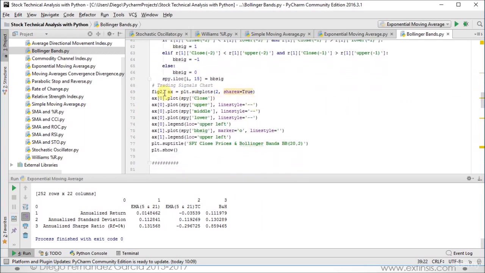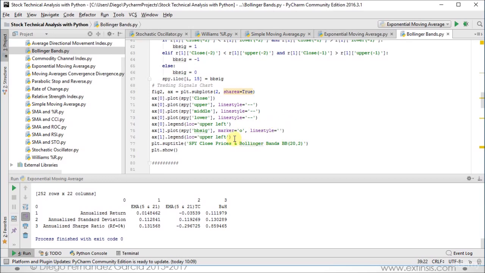For this, we are going to call it fig2, ax equals plt.subplots, two of them which share x as true. In the first one, which is our ax[0], we're going to plot close prices, upper, middle, and lower bands, and all of them with a line style which is dash type. Then we are going to add their legend located at the upper left. On the second subplot, located at position 1, ax[1], we're going to plot BBSIG, or the trading signals, with a marker equals to 'o', or dot type marker, line style equals blank, so there's no line connecting the dots.